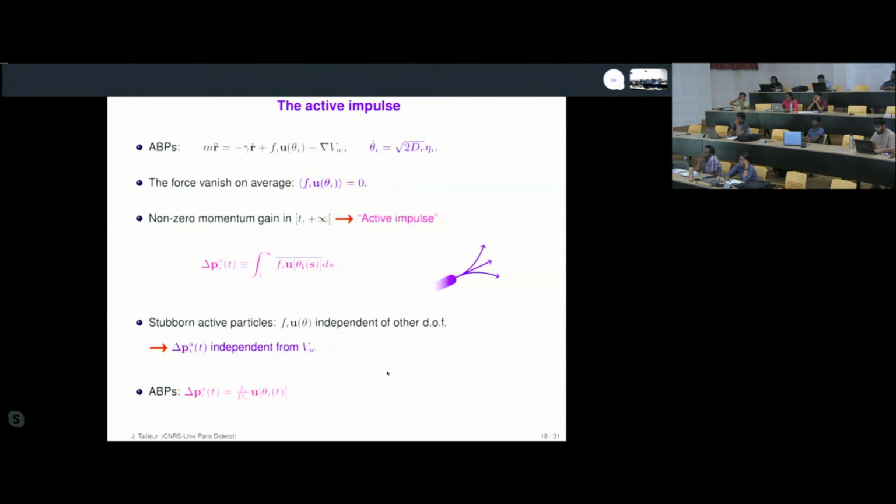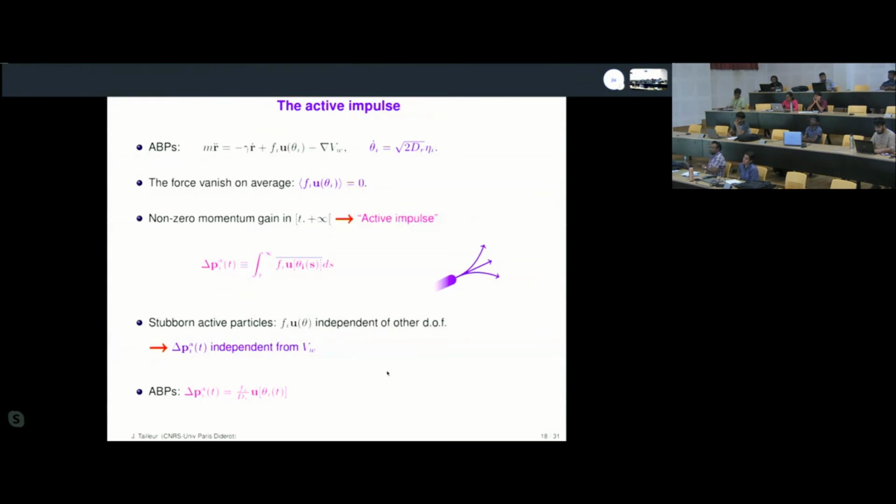And for ABPs, if I compute the mean change of momentum due to the active force, which is the integral of the active force between now and the end of time, what I find is simply F_i over D_r times u(theta). So for a class of what I would call stubborn active particles, which are particles whose active force is independent of any other degree of freedom, the mean momentum they receive from the substrate is independent from the rest of the world, and in particular, it's independent from the confining potential.